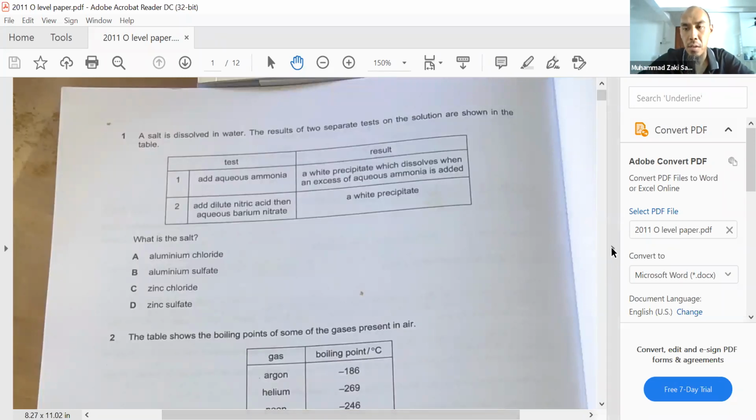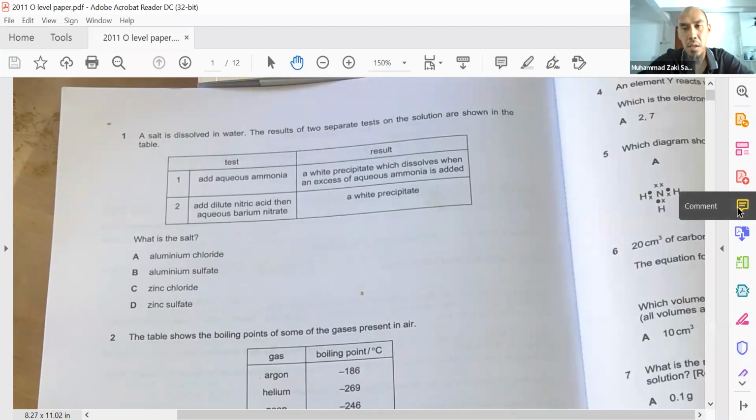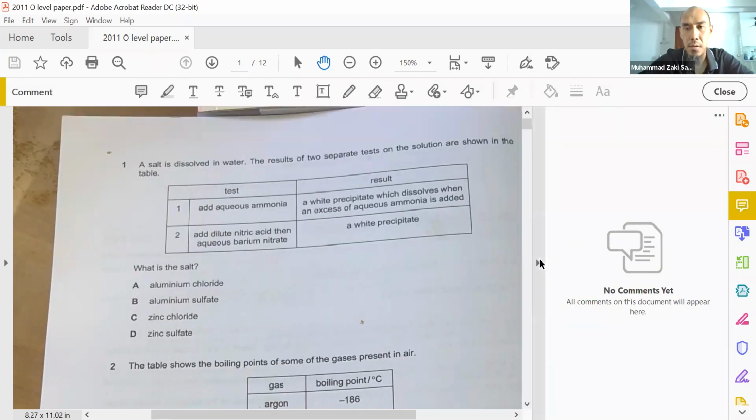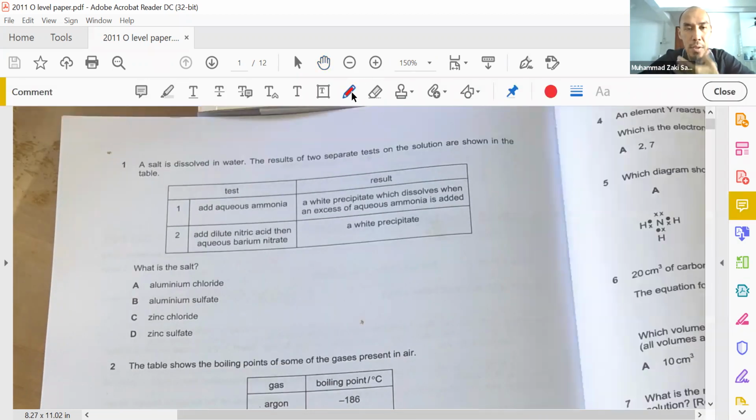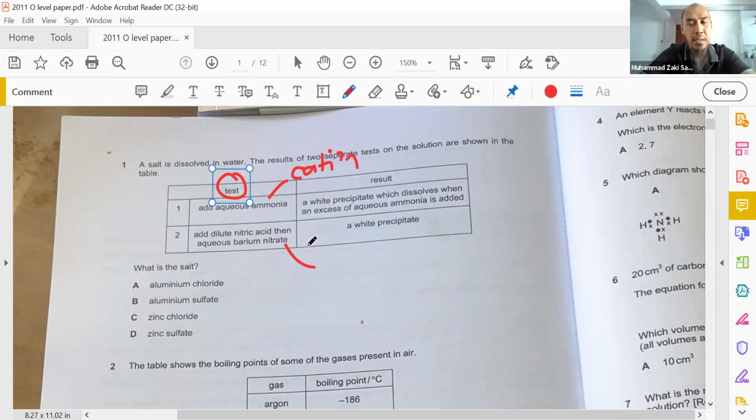Okay, so before I proceed, let me do this first. Question 1 is a QA question. QA means test for cation and anion. So you have to look at the test here to determine what is the salt. A salt is dissolved inside water. You're supposed to identify the salt. So the first one is the test for cation, right? Cation test. The one below here is the test for ion called barium nitrate.